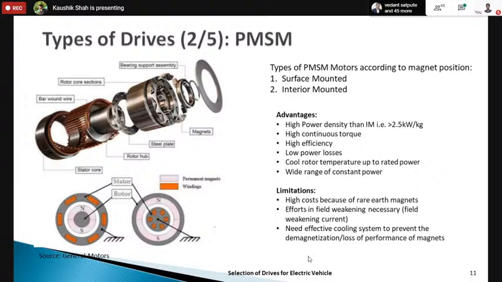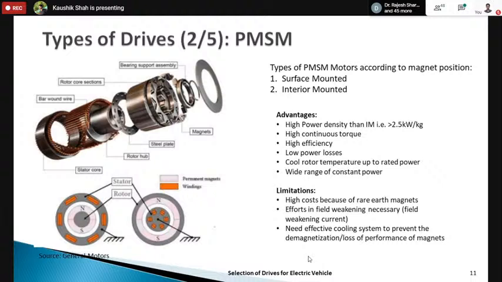Okay, so it has magnets, and these magnets are mounted either on the surface or in the interior. If you look at the picture itself, there are different magnets mounted. Now, this is an improvement on the induction machine. Basically, with more magnets, you get more magnetism between your stator and rotor, and whatever losses were there, you would be able to recover. So it is more efficient, and it brings a lot of advantages.